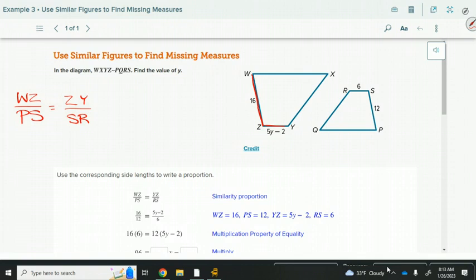Okay, then I'm going to put my numbers in there. So 16 over 12 equals 5y minus 2 over 6. We figure out what sides are in proportion, and then we put in their numbers. Okay, I'm going to have you write this down for me, and we're going to solve this together, because I want us to be careful on some algebra stuff with this. So go ahead and write 16 over 12 equals 5y minus 2 over 6.